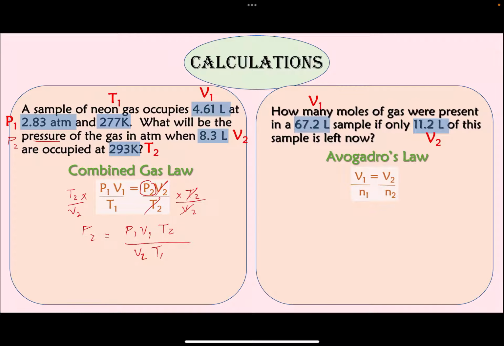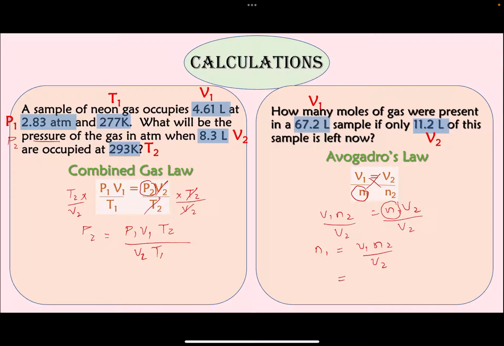And so remember that the equation for Avogadro's law is V1 over N1 equals V2 over N2. So if we are looking for the initial number of moles, we're going to have to do cross multiplication. So we get V1 N2 equals N1 V2. So once again, if you want to isolate the initial number of moles, we're going to divide both sides by V2. So that gives us N1 equals V1 N2 over V2.